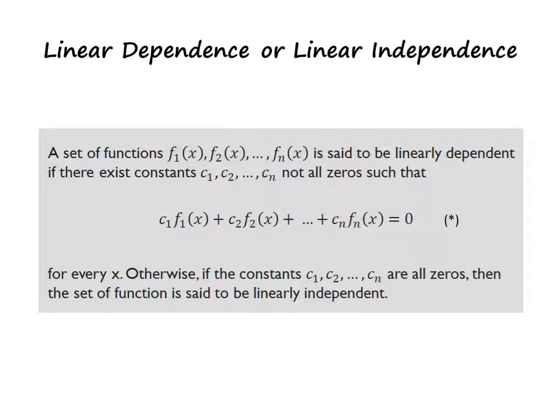A set of functions f1, f2, until fn is said to be linearly dependent if there exist constants c1, c2, until cn, not all zero, such that the linear combination is equal to 0 for every x. Otherwise, if the constants c1, c2, until cn are all zero, then the set of functions is said to be linearly independent.